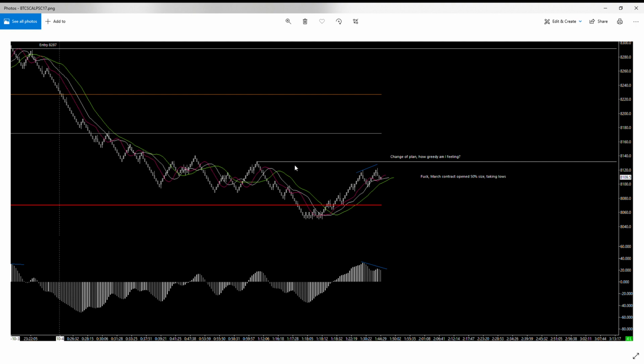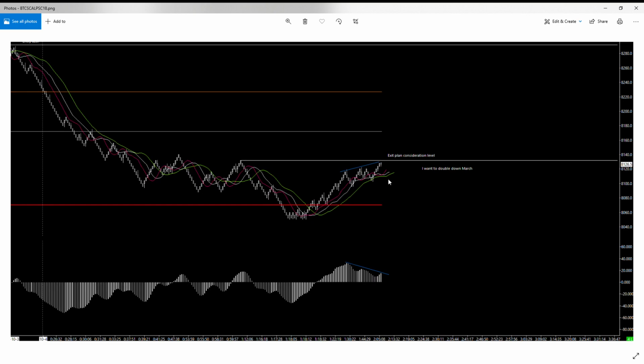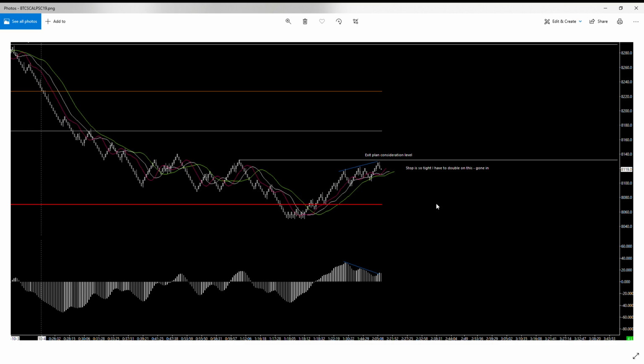We had the divergence and we had my level. The issue was this divergence kept on building. And we still hadn't compromised the level and this sort of exit plan consideration level that I was looking at. We hadn't compromised that. And so I actually just doubled down to 100%. I just entered 100% position on March now. I had a better entry up here. I had a super tight stop because I had my invalidation point literally $15 above where my entry was. And this divergence was continuing to build. So this is the point that I went in.